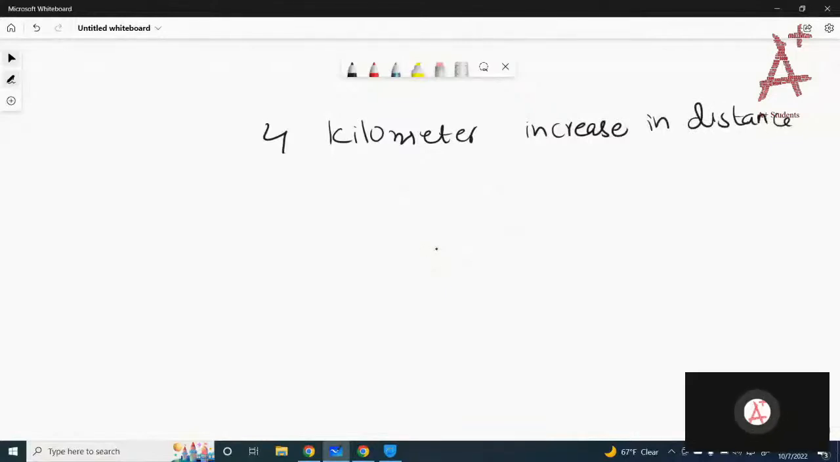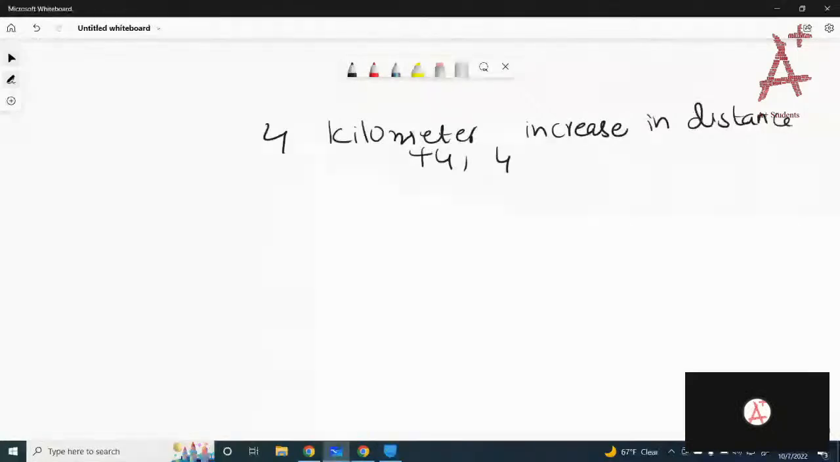Okay, the scenario involves increase or gain. So increases are always represented by the positive numbers. Got it? So it would be represented by +4, or either you can write 4. You can write 4 or +4. It is exactly same. Got it?